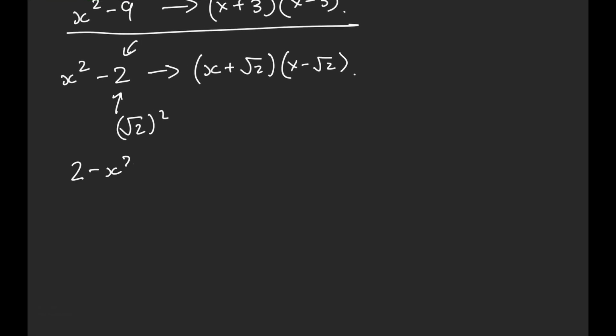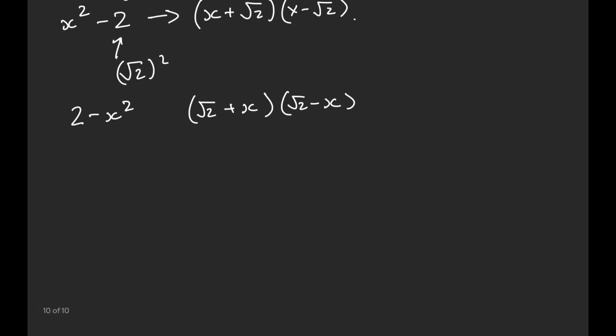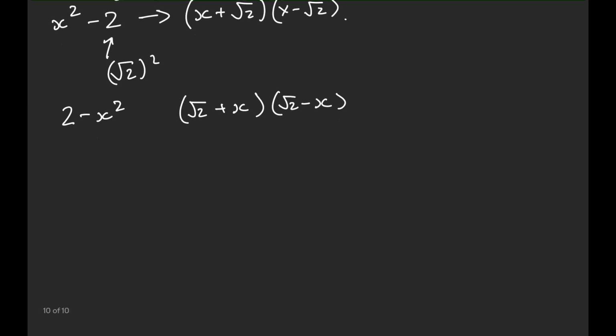This also works the other way, by the way. You can have 2 minus x squared, in which case you would have root 2 plus x and root 2 minus x. Essentially, the term with the negative coefficient is going to be the one that is subtracted.